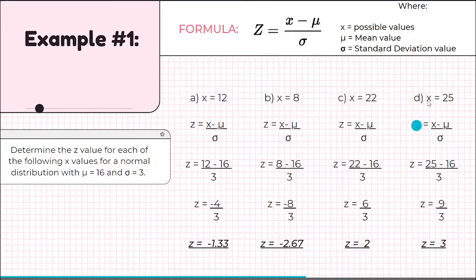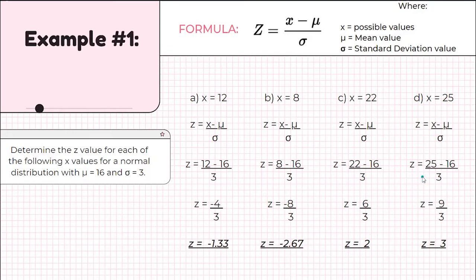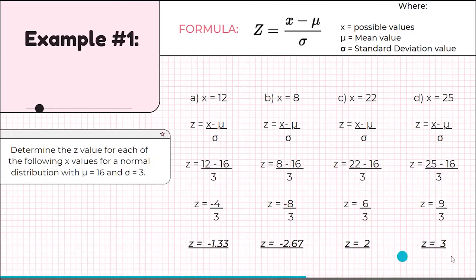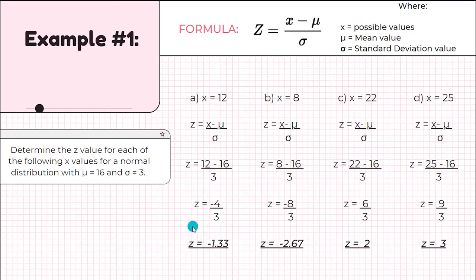And the last one, x is equal to 25. 25 minus 16, which is equal to 9. And we will divide it by 3 again, and we will get a z-value of 3. Okay, so that is how we compute for the z-score using the z-score formula.